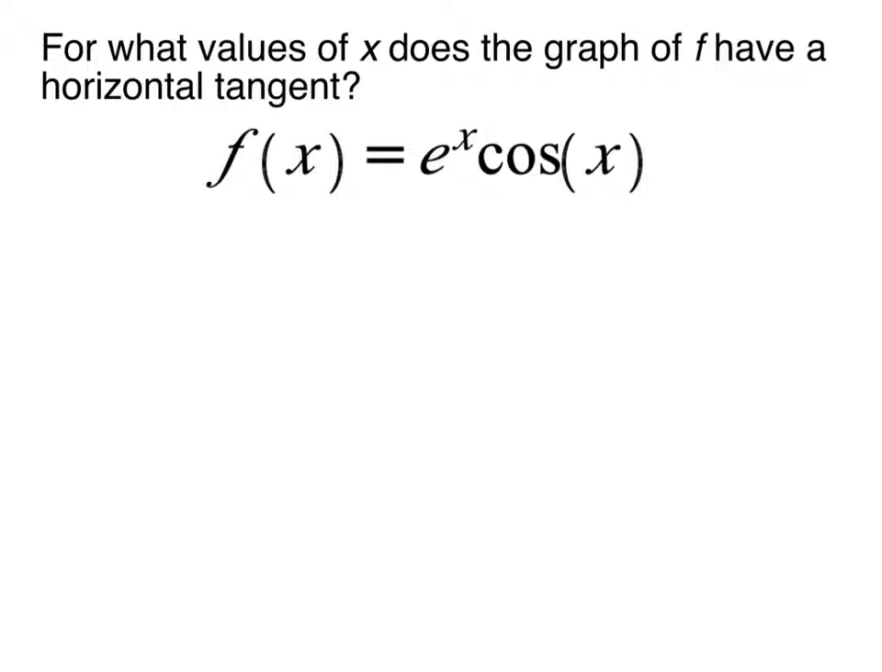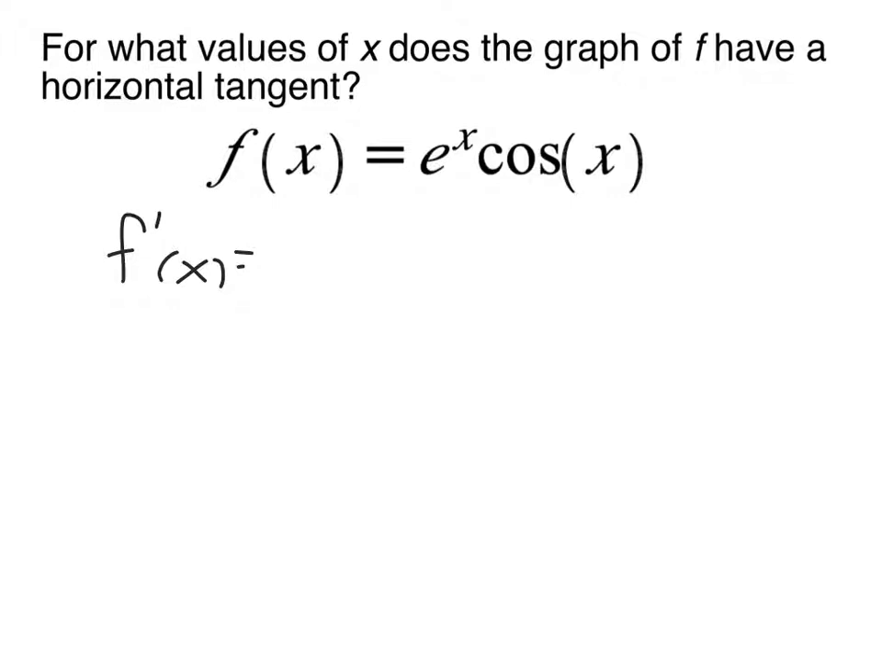So for this one, we're looking to see where it has a horizontal tangent. And again, if tangent comes up as part of the question, you can bet that you're going to have to find the derivative. And we will here. So first up, I'm going to figure out what f prime of x will equal. Now we have e to the x cosine of x. Notice that means I have a function times a function. It's a product. And so we've got to use the product rule.